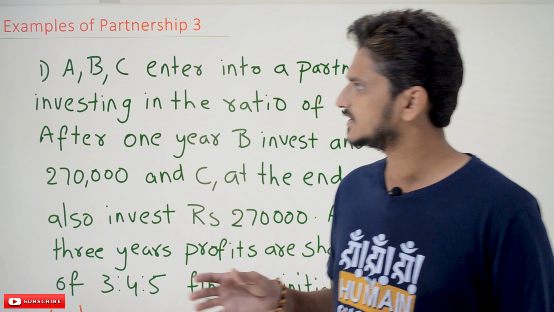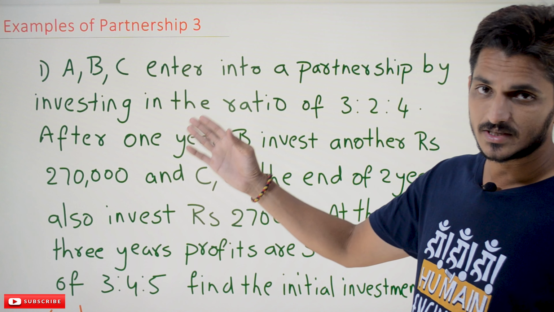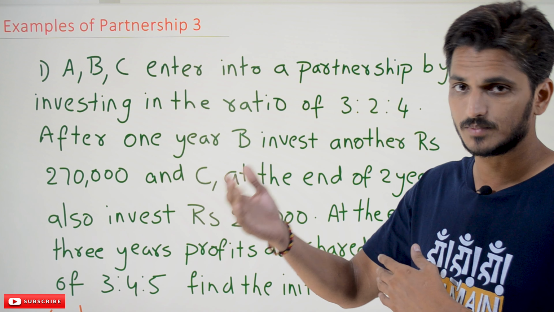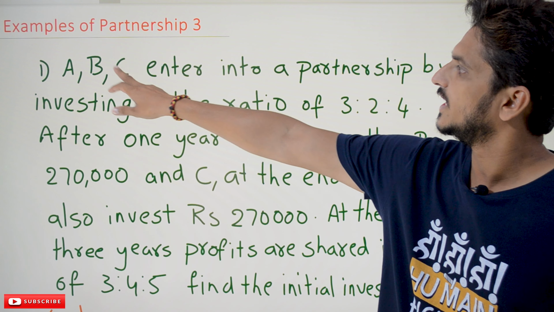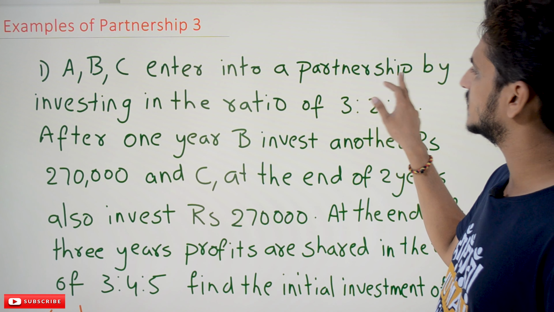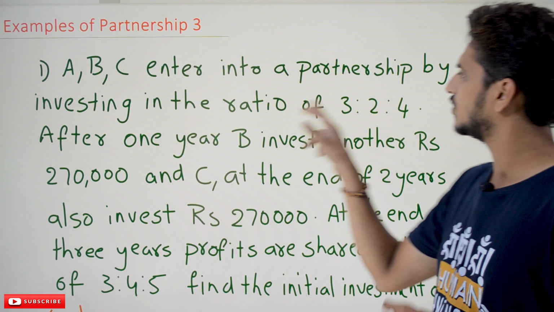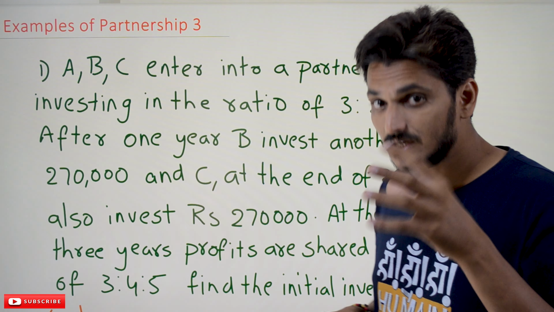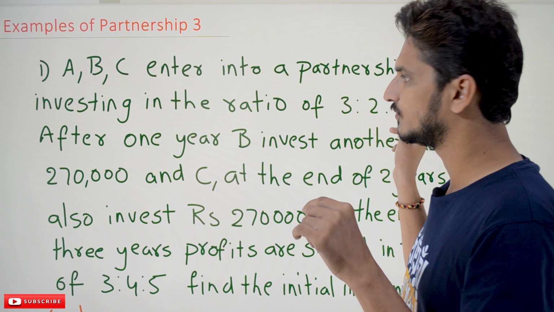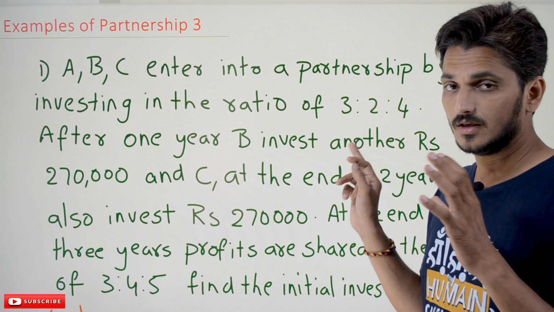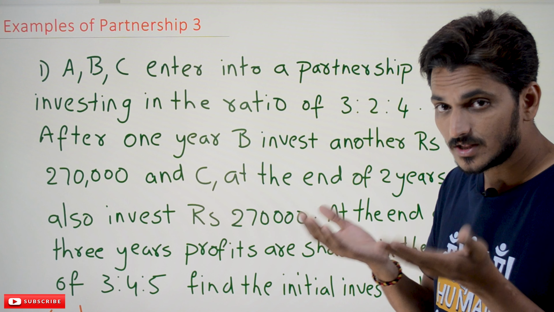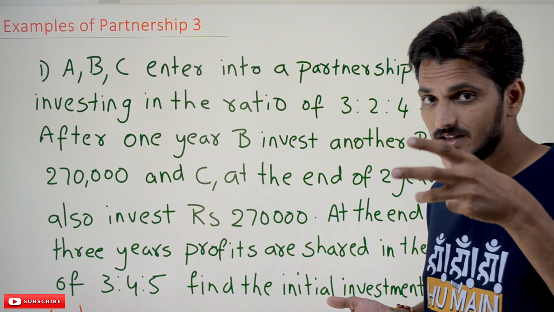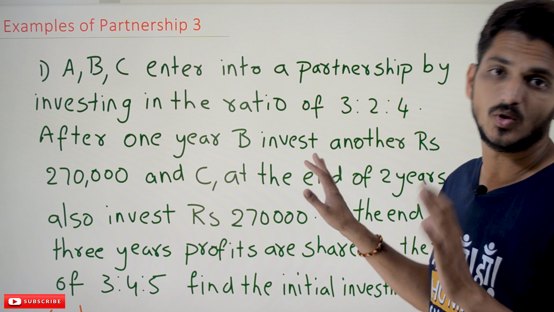Coming to today's class, these examples are exactly the opposite of the examples which we discussed in our last class. A, B, C enter into a partnership by investing in the ratio of 3:2:4. Based on the investment ratios, the profits are shared. If you understand this point, solving them is very easy.